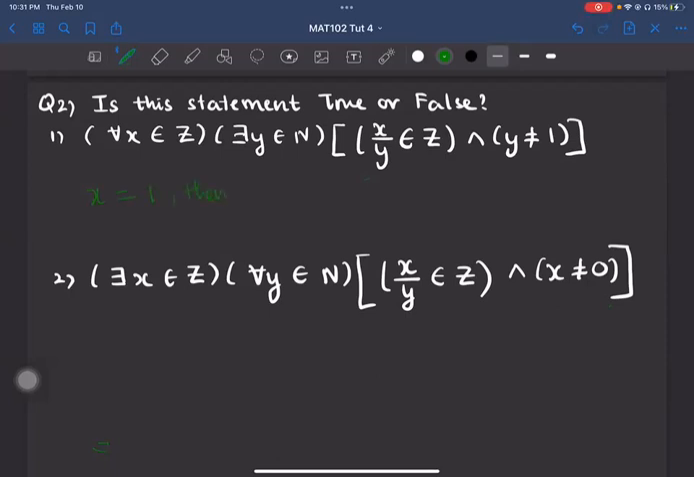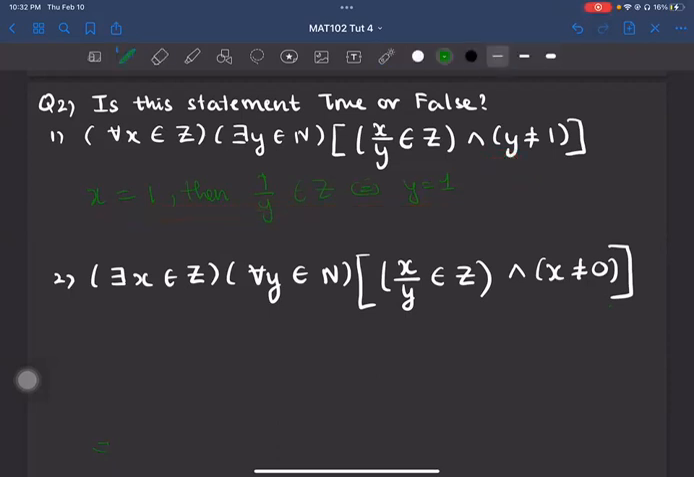Then 1 over y is an integer if and only if y is 1. So either 1 over y is not an integer, or y has to be equal to 1. So x equal 1 disproves this statement.